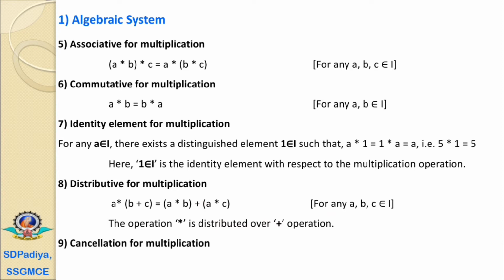The ninth and last property followed by the multiplication operation is the cancellation property. If we have any three variables, suppose we can write down that a into b is equal to a into c, that means we can say that b is equal to c. Now here we can ignore the a, there is no importance to the a.